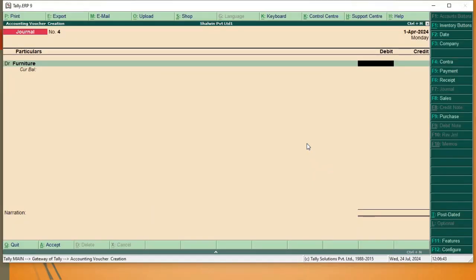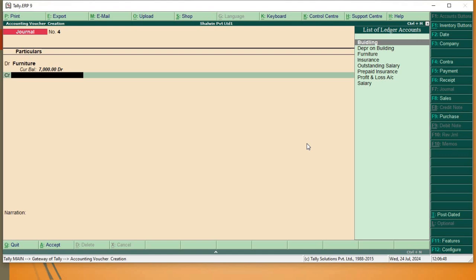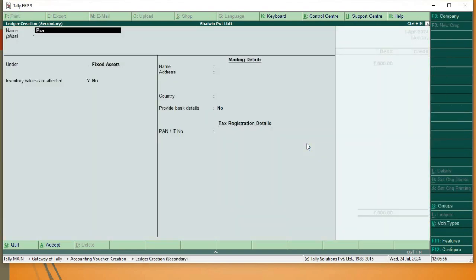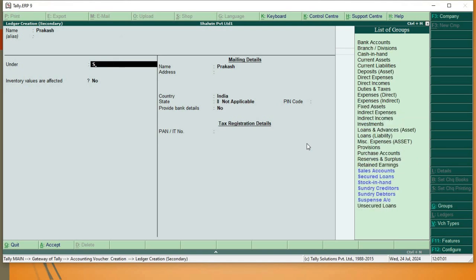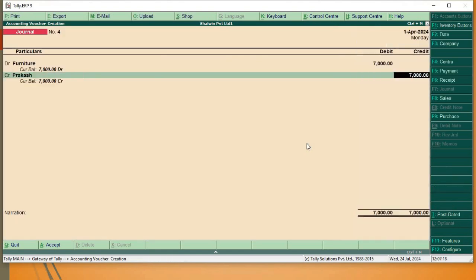Amount is 7,000. Credit side we have Prakash, under sundry creditors. A person to whom the business has to pay money is called a creditor. So it is under sundry creditors. Other options are not required.